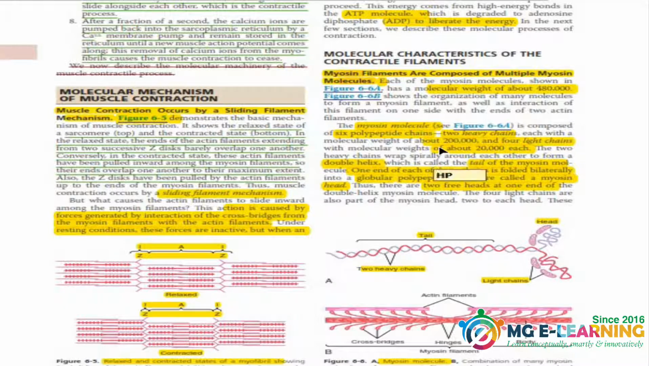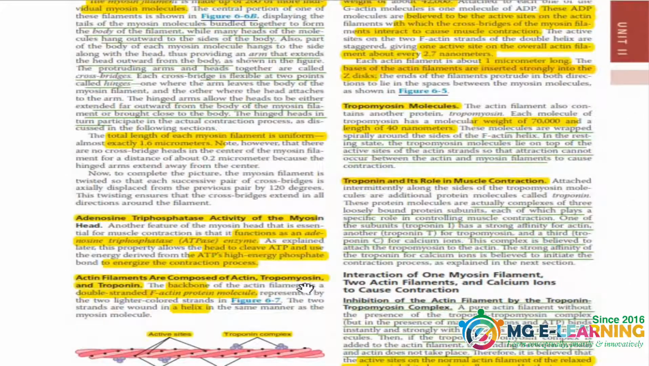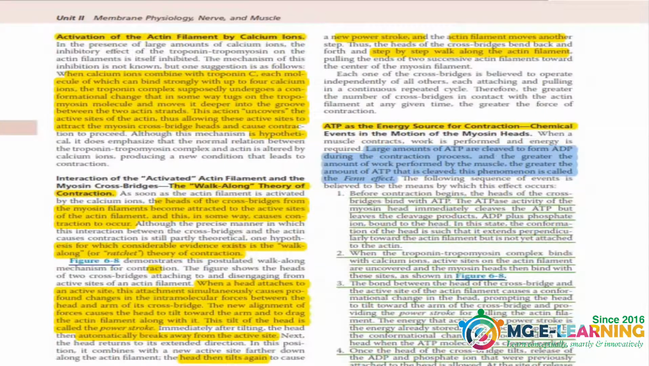The next topic is molecular characteristics of contractile filaments. The molecular weight and the important points are highlighted and you need to know them by heart for MCQ. This whole topic is very important for MCQ points and all the important points are highlighted. This actin filament is also high yield for SCQ. This diagram is very important. The next is the interaction of one myosin and two actin filaments. This is important for MCQs and for proper concept study. This is a very important topic.